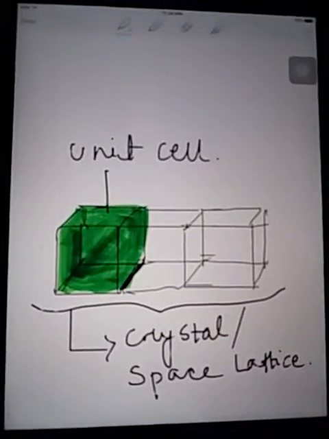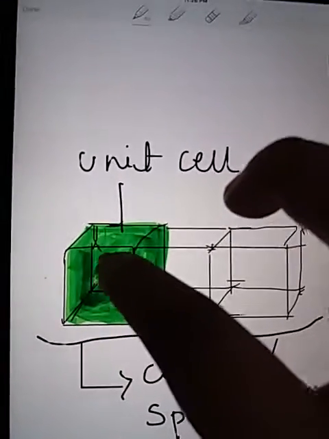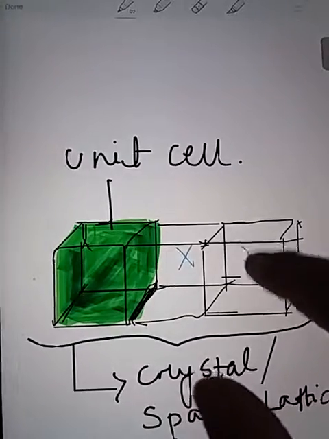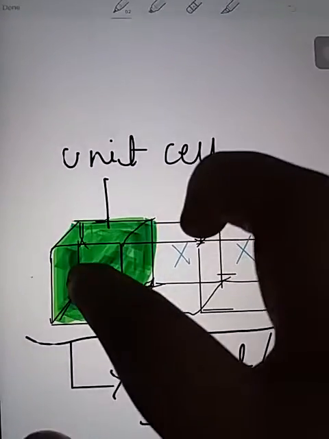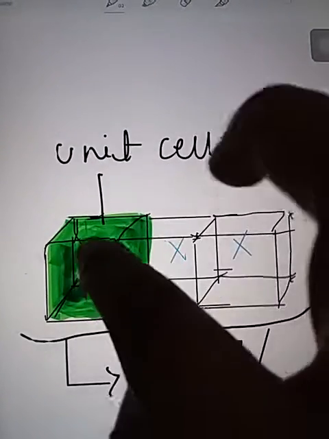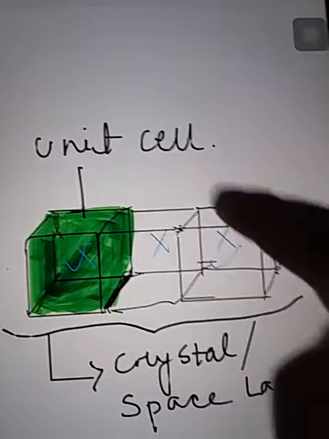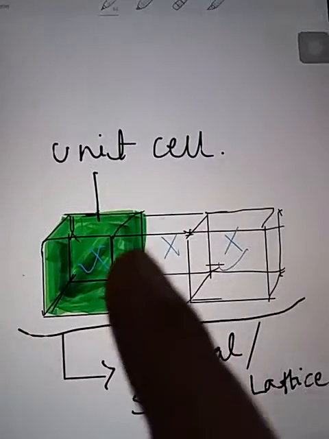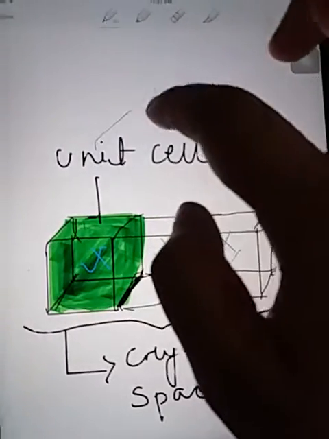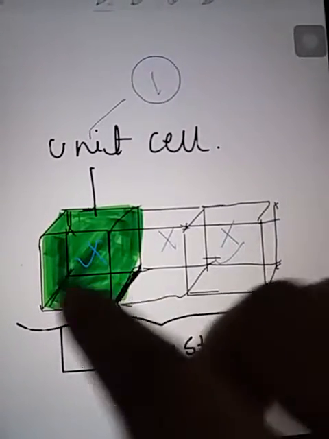So for your better understanding, let me make you clear that this highlighted part, not this part, not this part, this highlighted part is a unit cell. If I exclude this one and include this part, then this will be my unit cell. In this way you can take any one cube as the unit cell. Unit means one. So any one cube will be the unit cell. So this is the unit cell here.